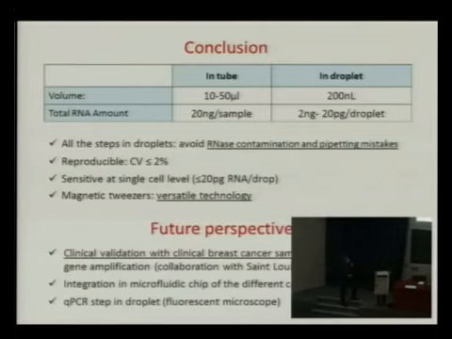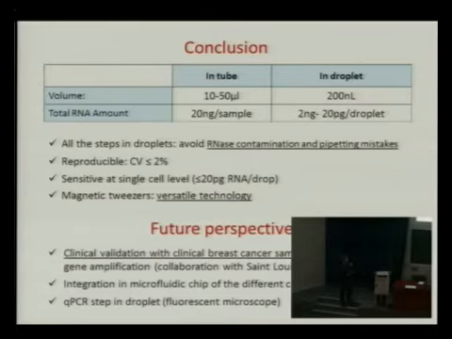So finally, if we want to compare our technology with the standard technology that is used in the normal lab, we can say that we reduce the volume 100 times, because inside the droplet it is around 200 nanoliters, and inside of the tube people are working between 10 and 50 microliters. Then we reduce the quantity of total RNA that we need to make an analysis, because we can work between 2 nanograms and 20 picograms.